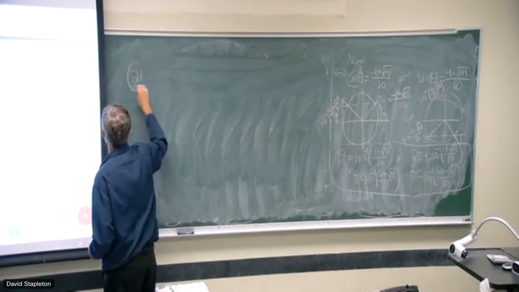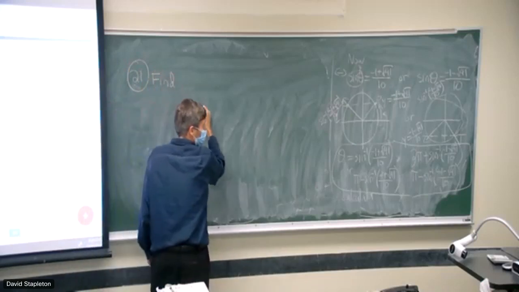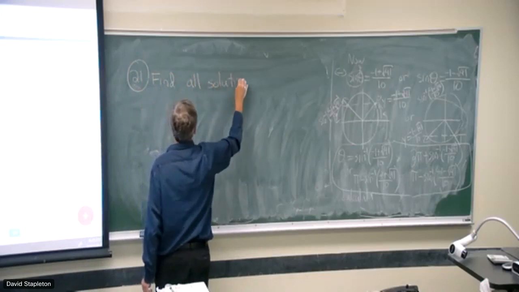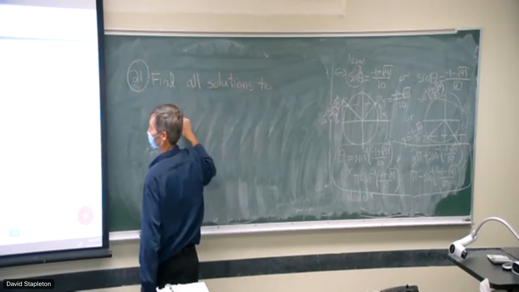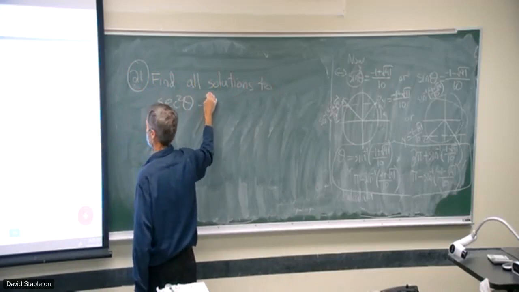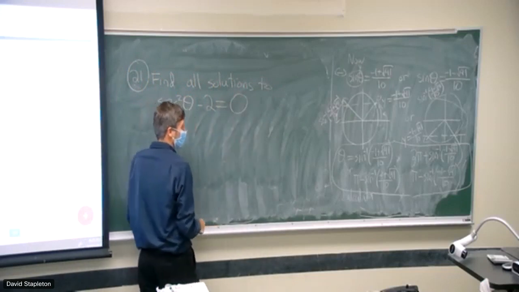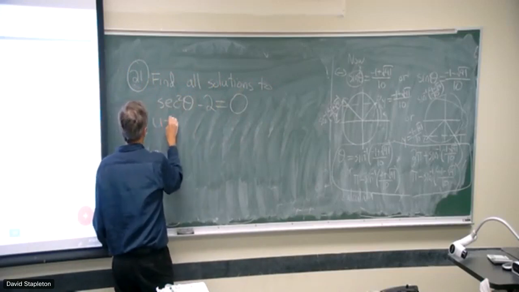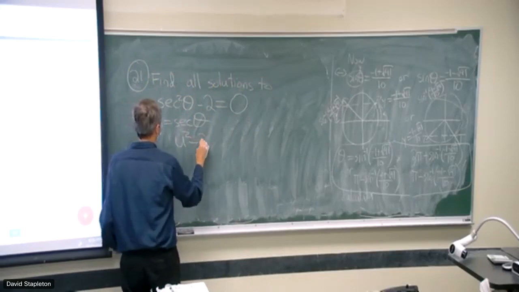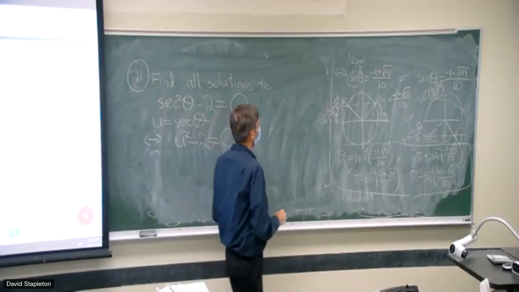So 21 says this. Find all solutions. It doesn't say find all solutions between 0 and 2 pi. It says find all solutions, no matter how big, right? To the equation secant squared theta minus 2 equals 0. This is another quadratic equation. So I can, again, let u equal secant theta this time. And I get u squared minus 2 equals 0, right? It's the equivalent equation in terms of u.